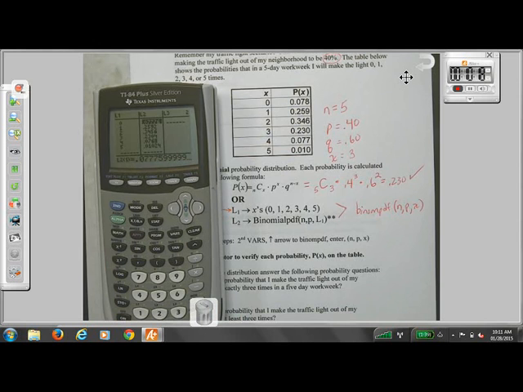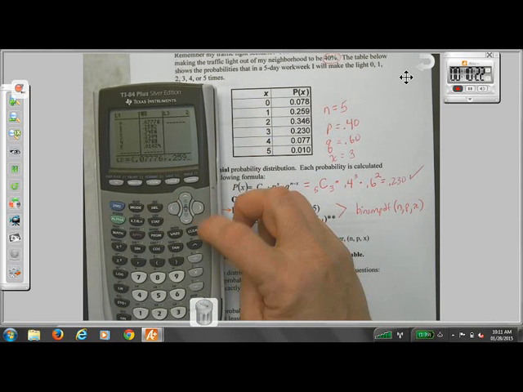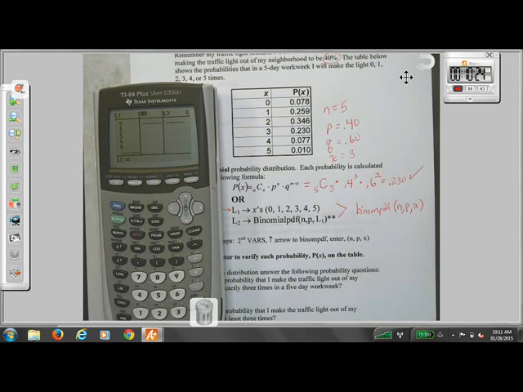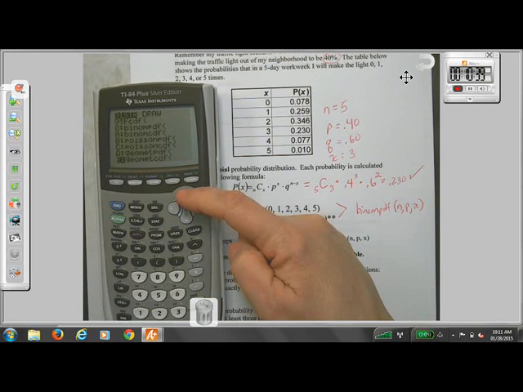Okay, so I'm going to do this top of the list again. I'm going to go up there and clear it and run it through one more time. Thank you. Okay, so the steps are written here. I'm going to go second and the key that says vars, second vars. Then arrowing up until I find the binomial PDF.